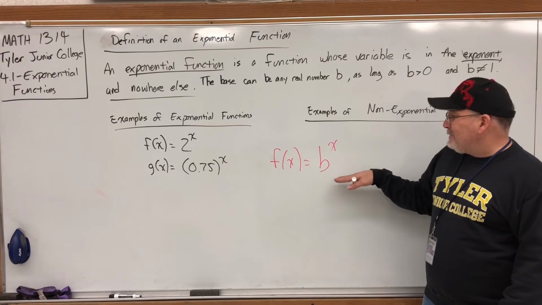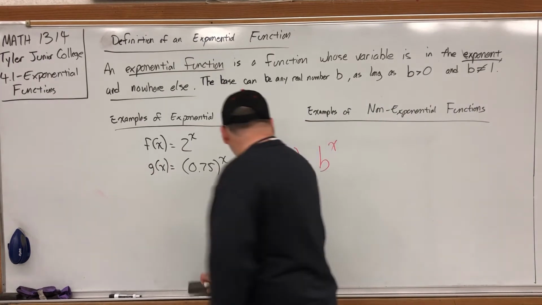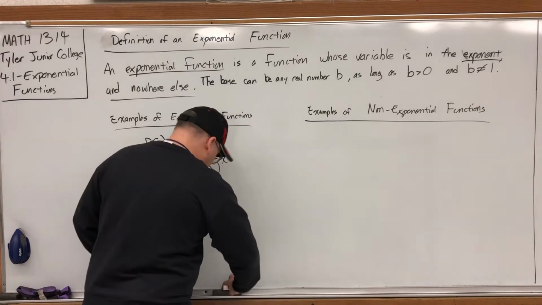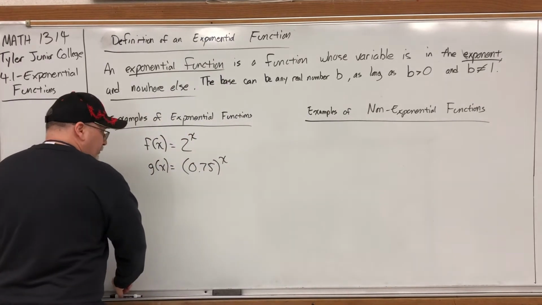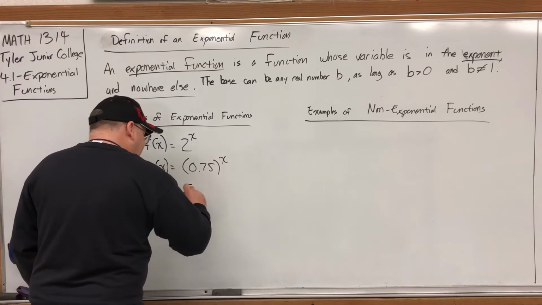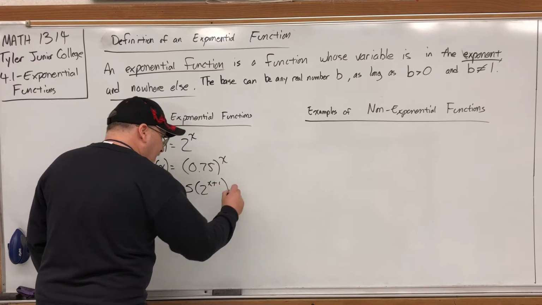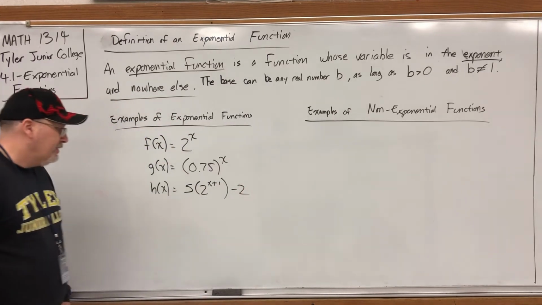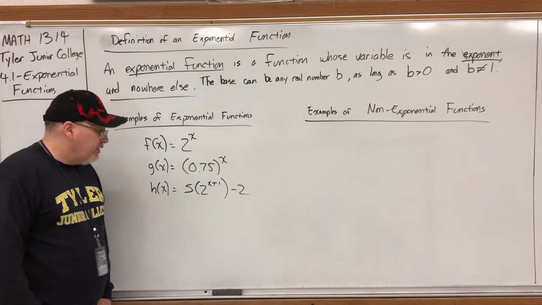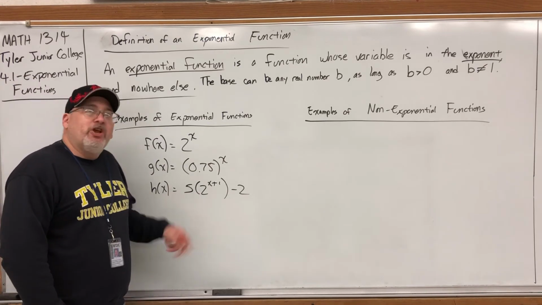What makes this exponential is the variable in the exponent, but it really has no restrictions on what else the function can have. For example, we could say h of x equals 5 times 2 to the x plus 1 power, and then minus 2 after that. That would be an exponential function. The variable's in the exponent, nowhere else. But if you notice, I've dressed it up quite a bit.